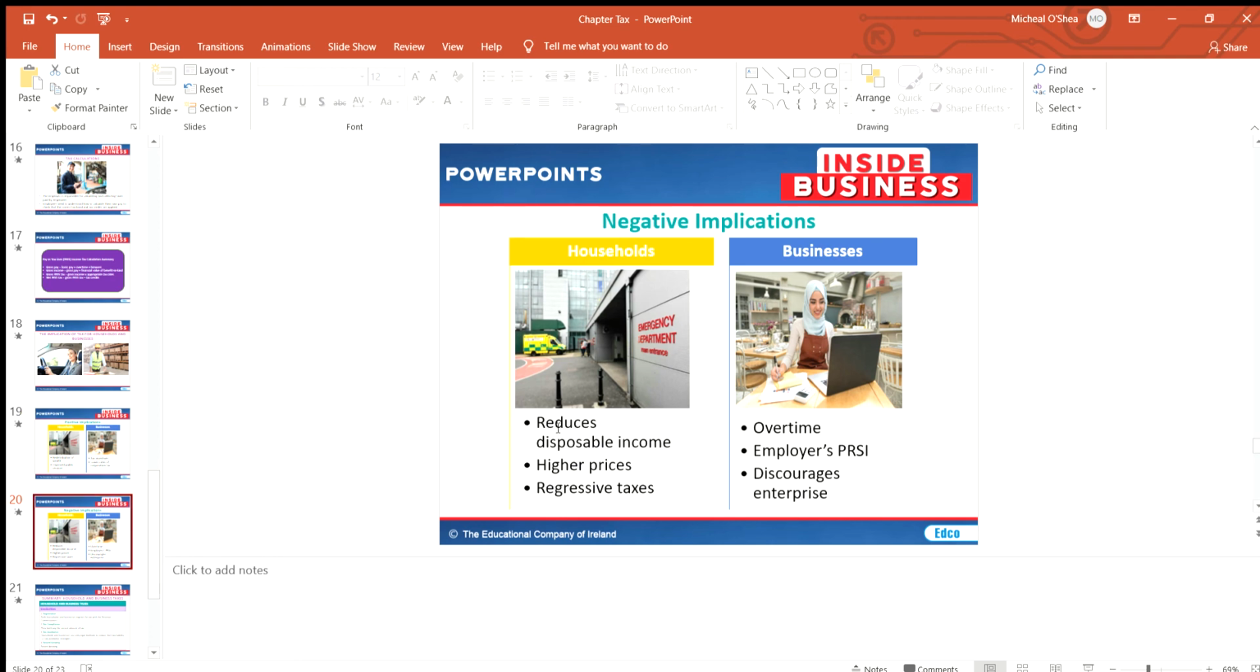Negative implications. So obviously if you're paying tax, it reduces your disposable income. You're losing some of your income. Generally, because most every good is taxed, you have to pay a higher price. So you walk into a shop, you pick up something off the counter, you're not just paying for the shop or the supplier, you're also paying tax when you're buying that item. And regressive tax. So I'm just going to get you to write this down into your notes.